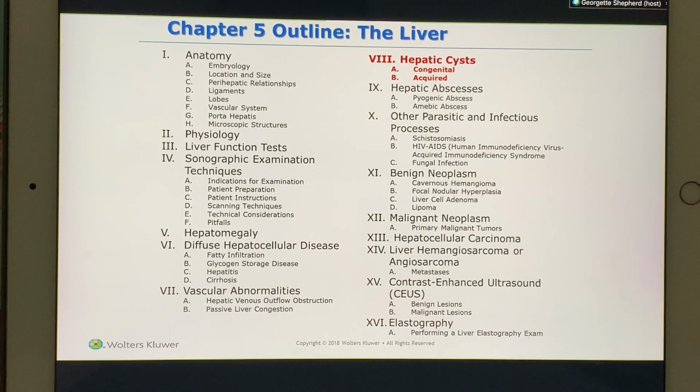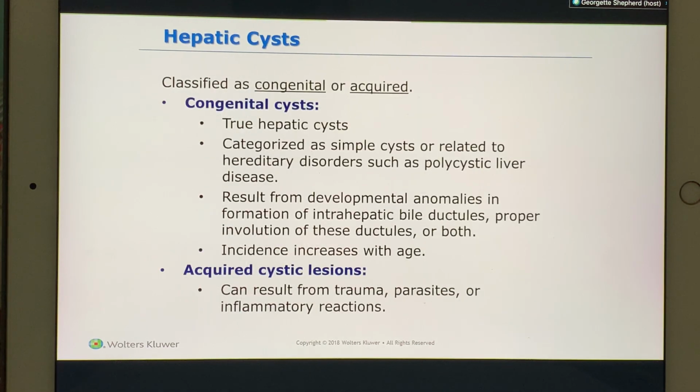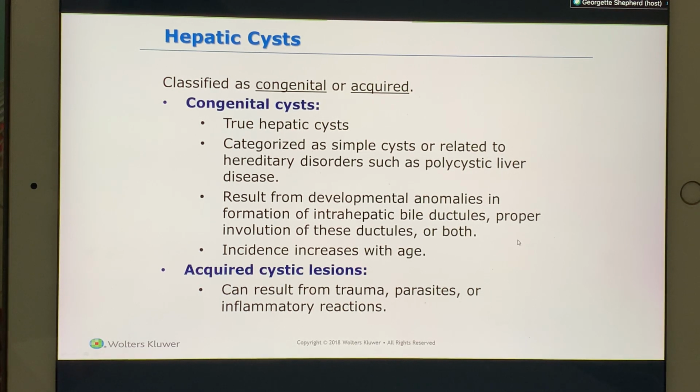Okay, so let's talk about hepatic cysts. Hepatic cysts are either congenital or acquired. Congenital means that you were born with them. Congenital cysts are called true hepatic cysts, and they are categorized as simple cysts related to hereditary disorders such as polycystic liver disease.